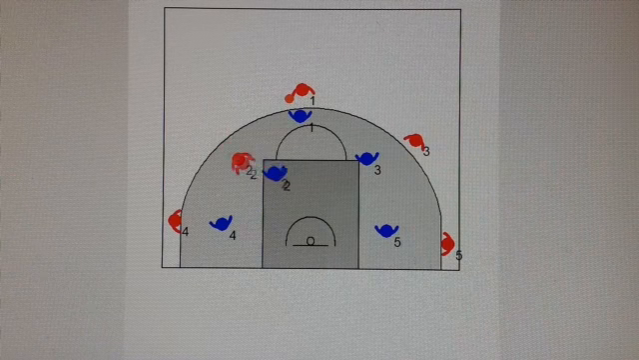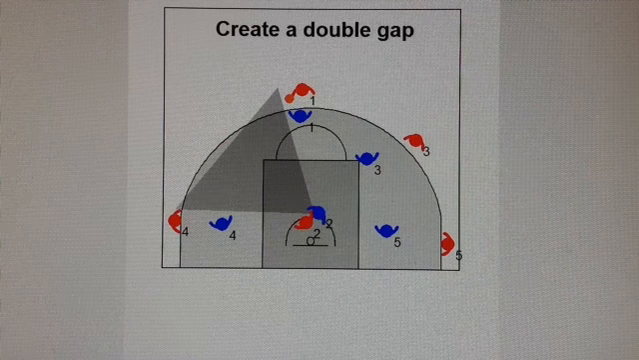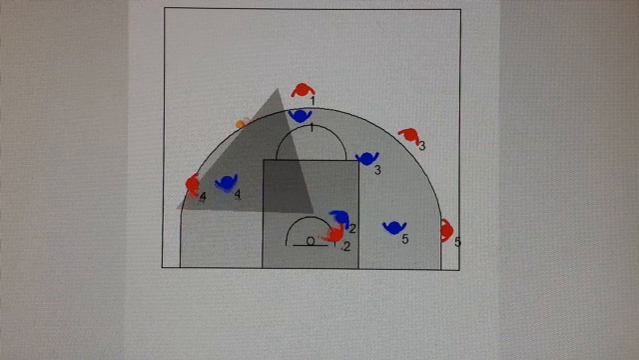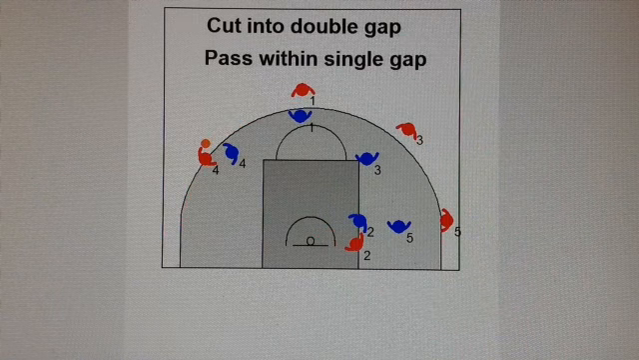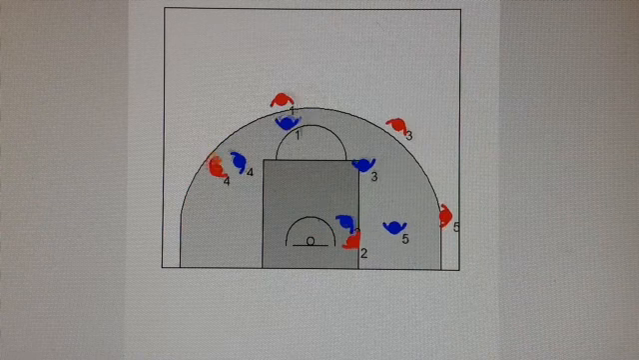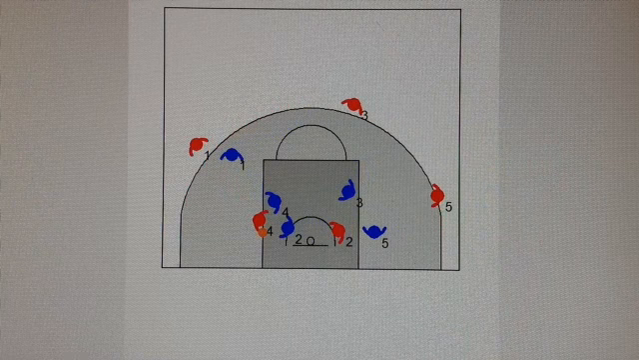Well, what we like to do is create double gaps by cutting a player. Now we have the option of cutting a player into that double gap, and you can see our wing player here is starting to make the cut into the double gap. This now puts the defense in motion, and we have a chance to play dynamic one-on-one, which means we're going to attack immediately and read the defense before we catch the ball. And here we see that our player has chosen, since the overplay, to attack the baseline.